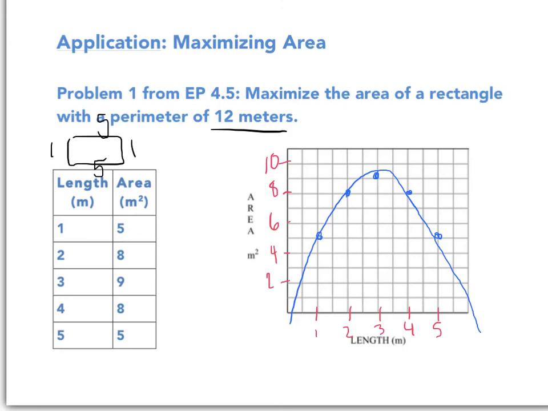Conversely, we can also see where we have lower areas, and we can see our lowest area is between 0 and 1. We have a length of 0 and 1, and also when we have a length greater than 5. So just know that this is how we can read our parabolas when it relates to area. Highest point shows greatest area, and lowest points show the smallest area.